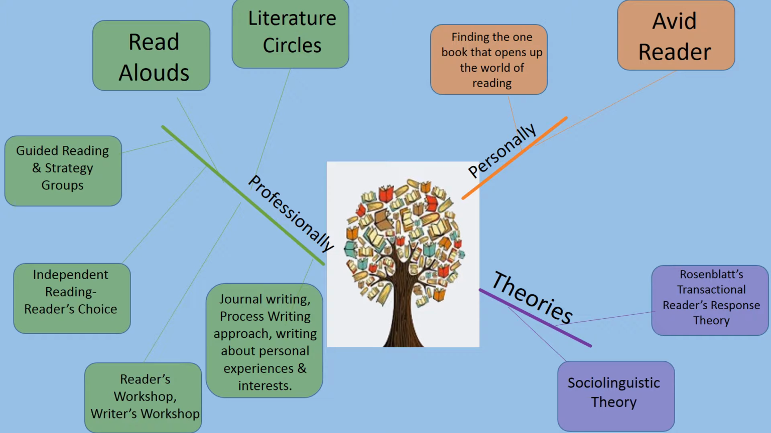If you look at the green branch, you will see how my personal beliefs about literacy and theories affect literacy in my classroom. I use literature circles to facilitate discussion about texts amongst the students, where they feel free to say what meaning they made from the text. I also use read-alouds of novels, picture books, and nonfiction texts to model thinking, use strategies, and as mentor texts.